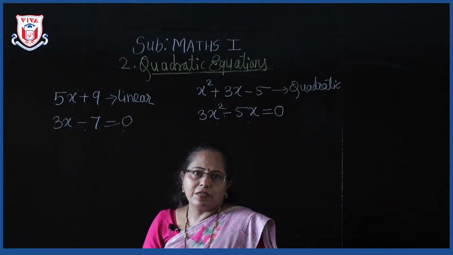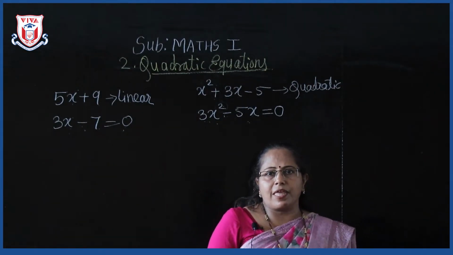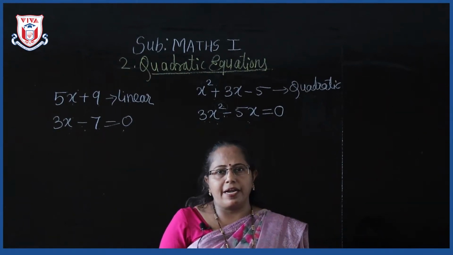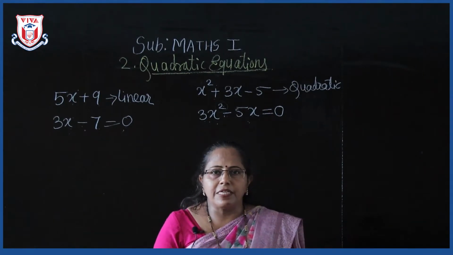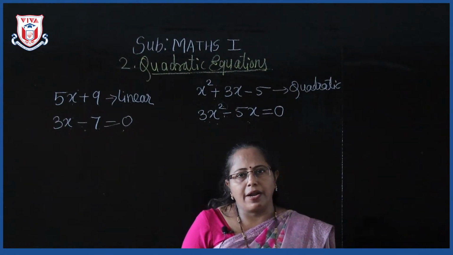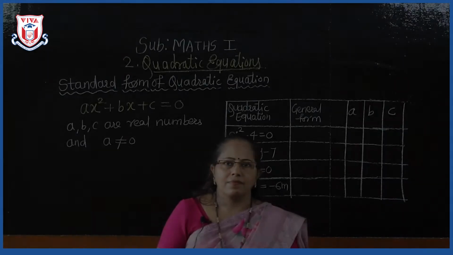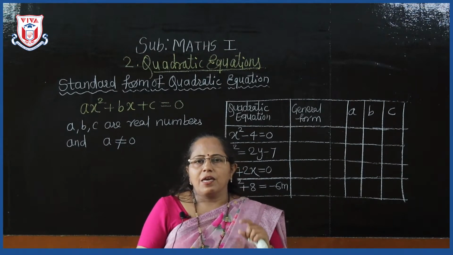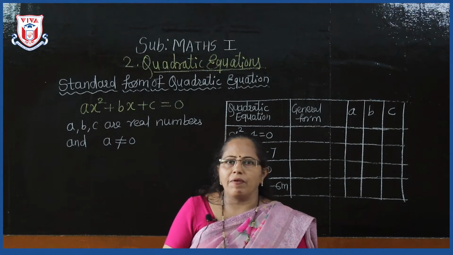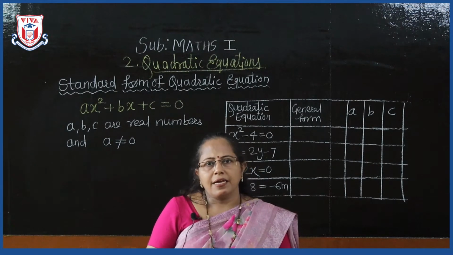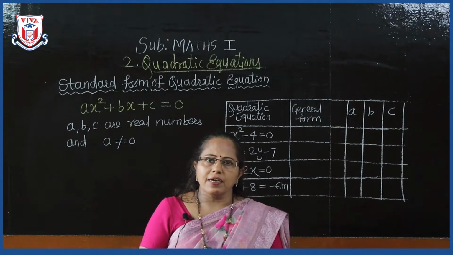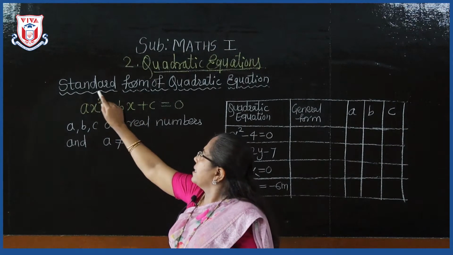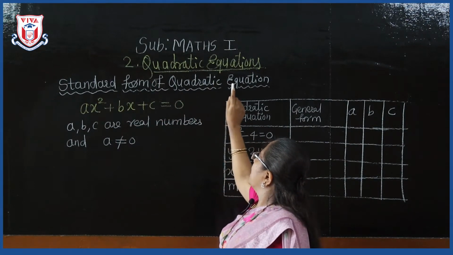In this lesson, first we will see the general form of quadratic equation. Then we will see different types of methods of how to solve quadratic equation. And then after that we will see application of quadratic equations. Students, that means in an equation, if the maximum index number of variable is 2, then that equation is called a quadratic equation.